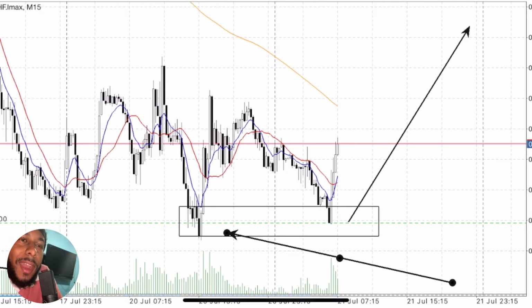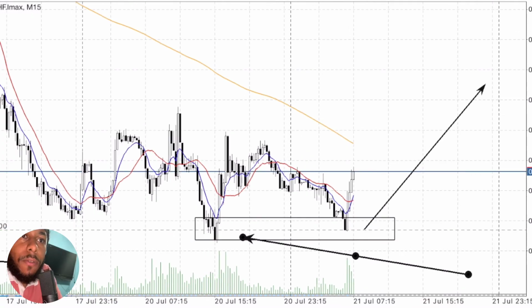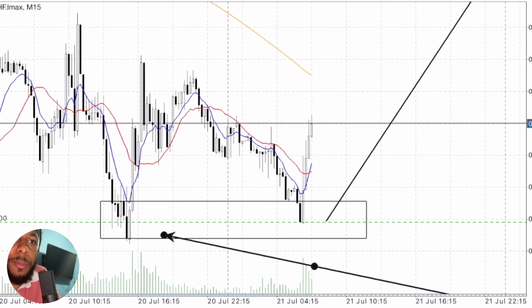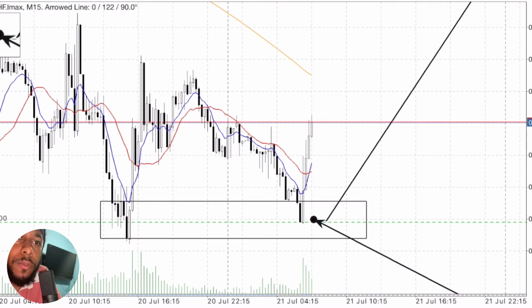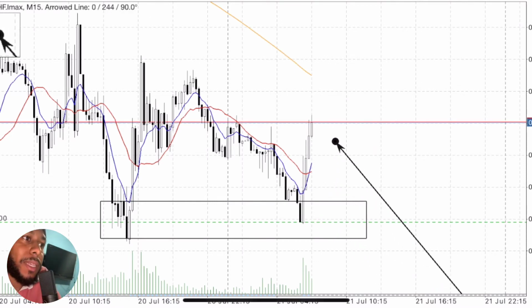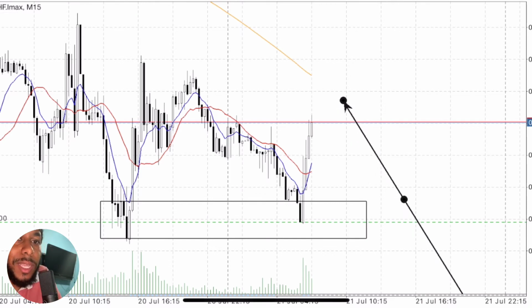And as we can see, price came in very nicely, mitigated off of 50% of that point of interest candle there and pushed up. So that is a nice bullish move up. I'm going to go ahead and take some of my partials, move my stop loss to break even to protect this trade. I will see you guys on the next one.